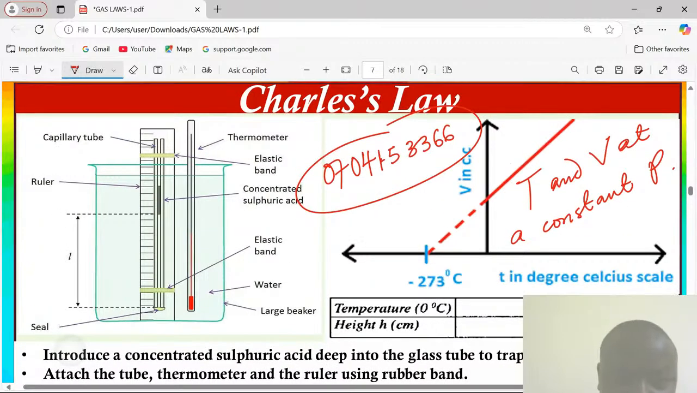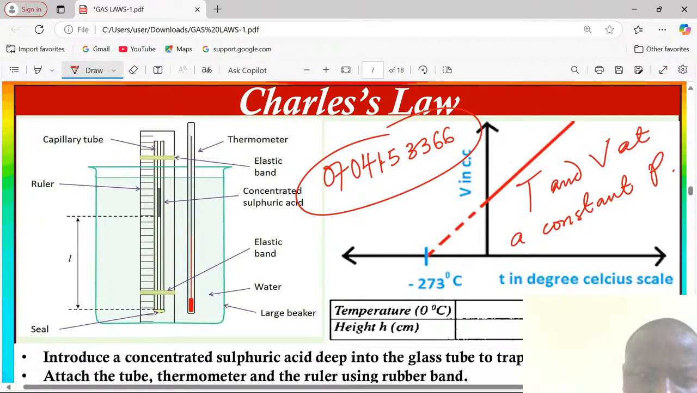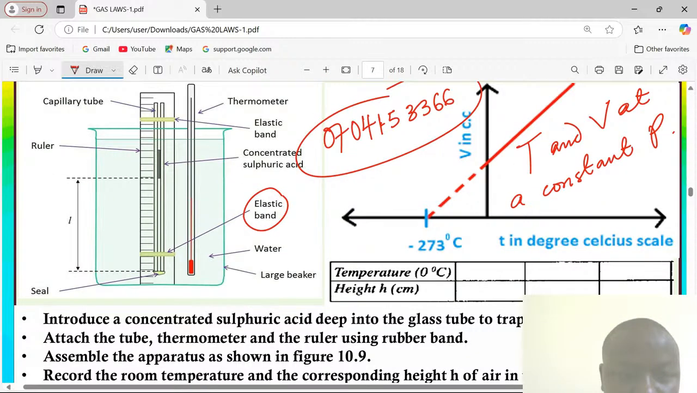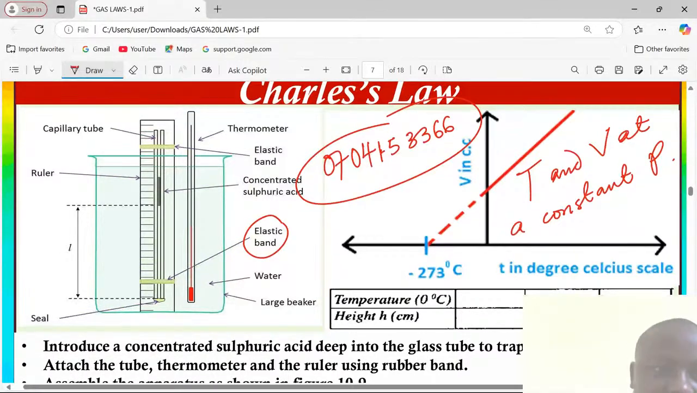Now look at this. This is an elastic band. I'm just examining the experiment here, just the setup, because we are going to assemble apparatus as shown on this diagram. There is a capillary tube. The capillary tube is to ensure that any changes in the volume of the air inside will be sensed very easily because the tube is thin. Capillary tube means a thin, narrow tube. So if the tube is narrow, any changes on the column will be sensed very quickly.